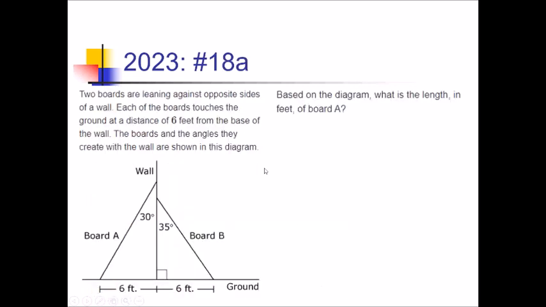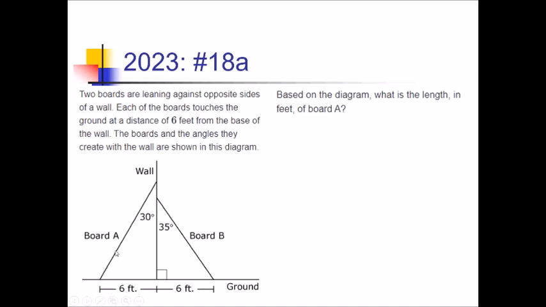On this two-part problem, we have 2 boards leaning against opposite sides of a wall, and each of the boards touches the ground a distance of 6 feet away from the wall, and they've also got some angles that we somehow measured to see what the angle was between the board and the wall. So first part, we want the length in feet of this board A right here.